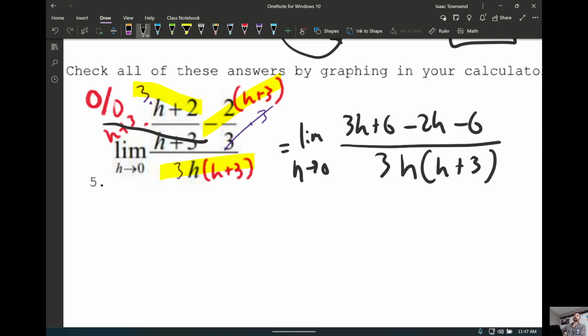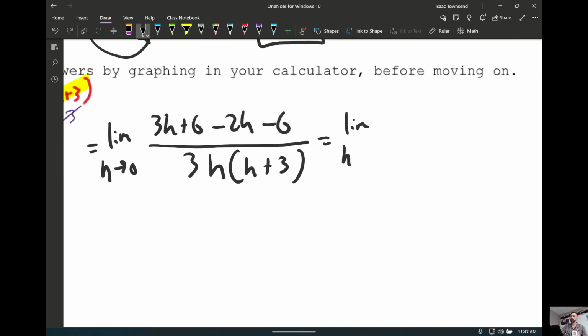Again, I'm not finished, but it's progress because it's not a complex fraction anymore. I don't have smaller fractions within my bigger fraction. So basically you just multiply by the least common denominator of the small denominators.